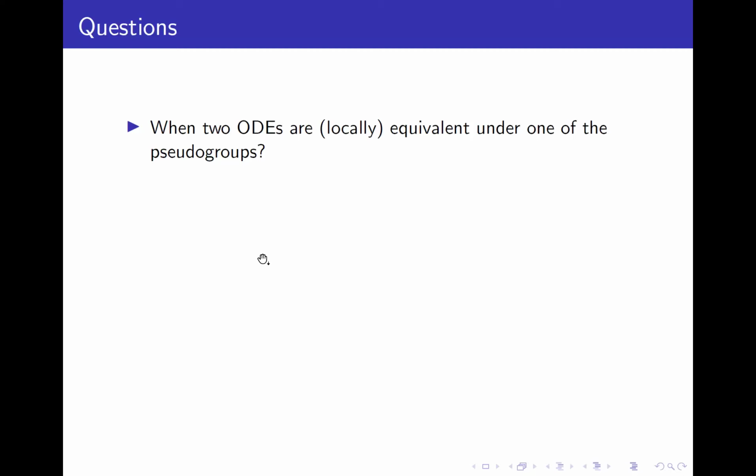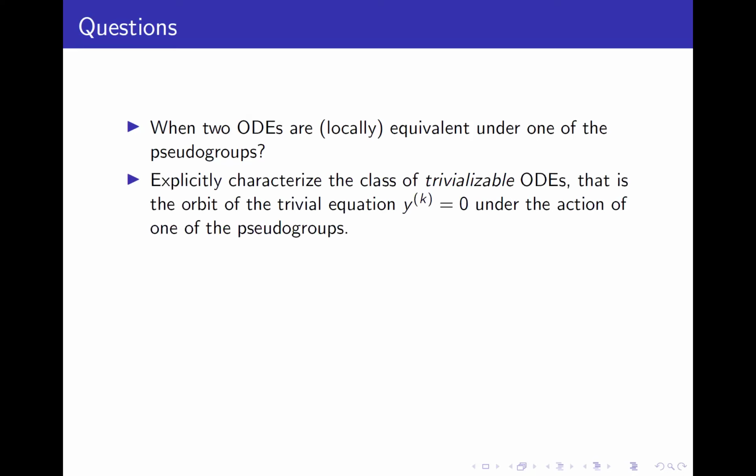So what questions are we interested in? A very basic question is when two equations are locally equivalent. So given two ODEs, when can we bring one to another via a transformation from a given class. And one of the most important questions is when one of these equations is trivial. By trivial equation, I always mean the equation k-th derivative of y is equal to 0.